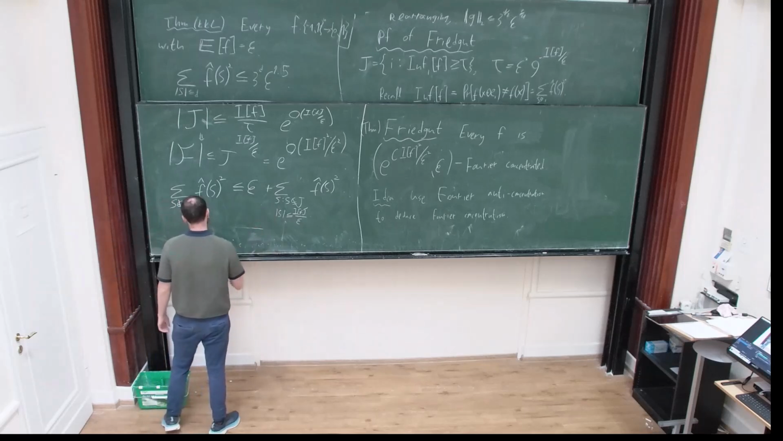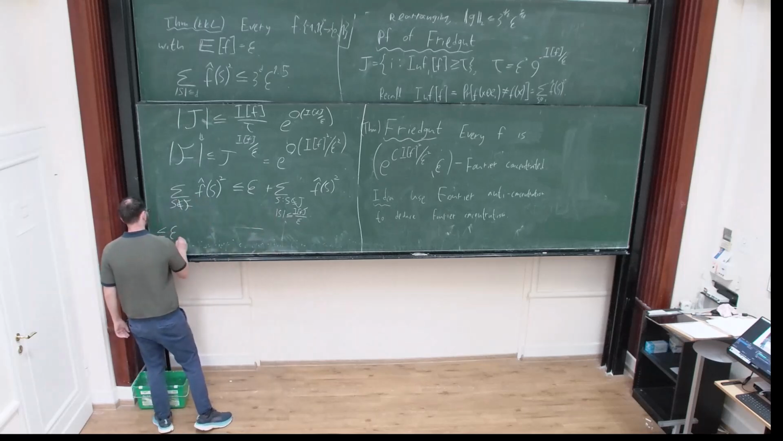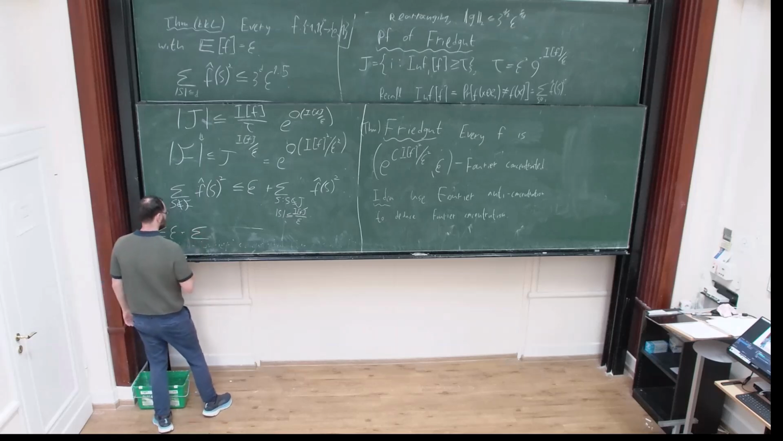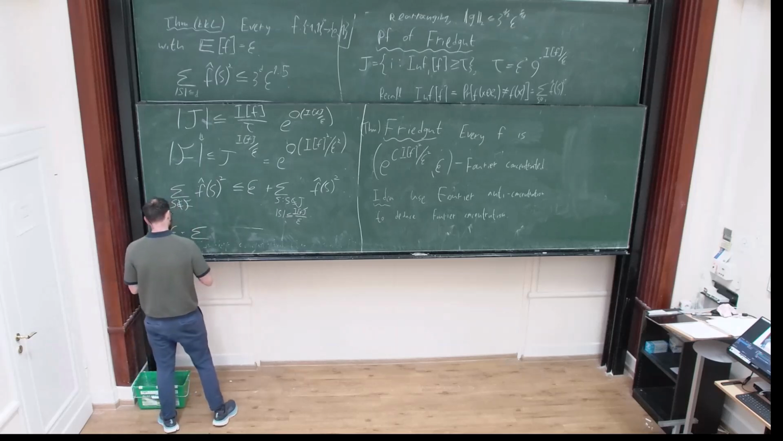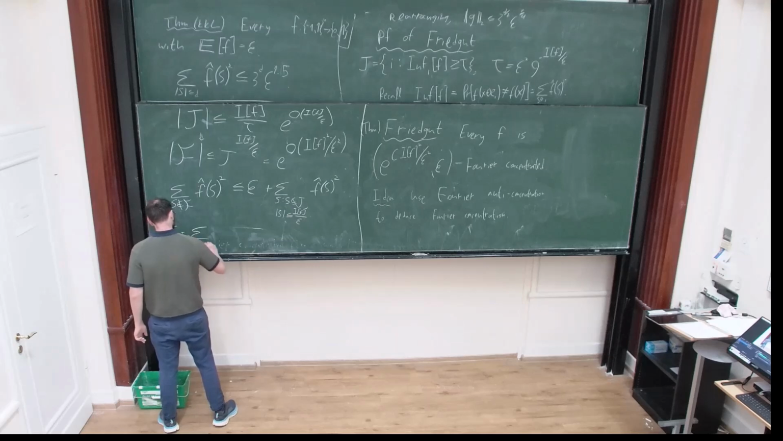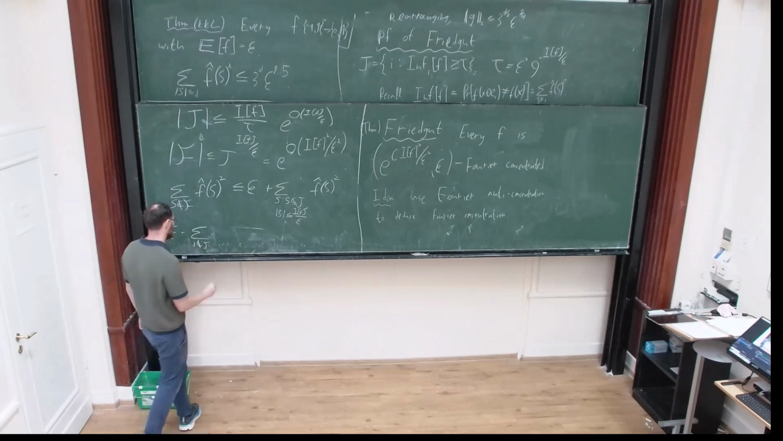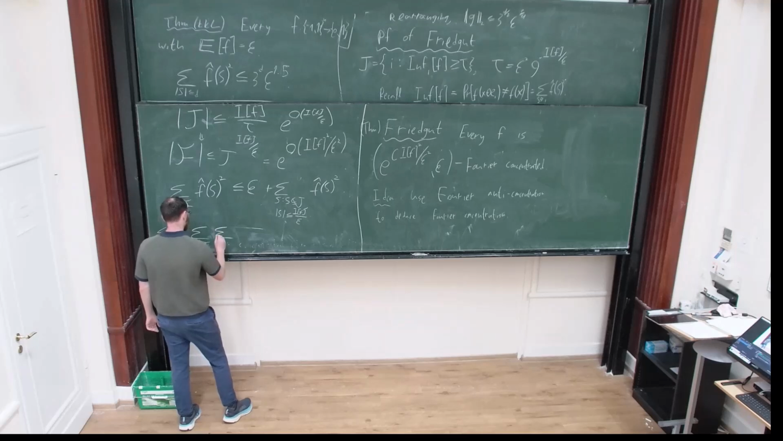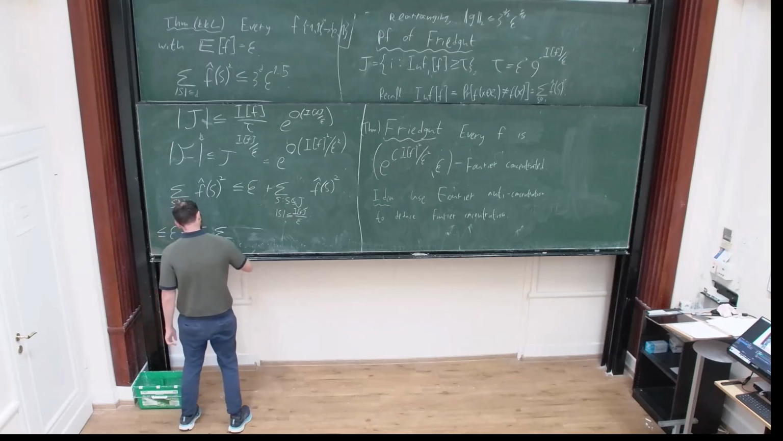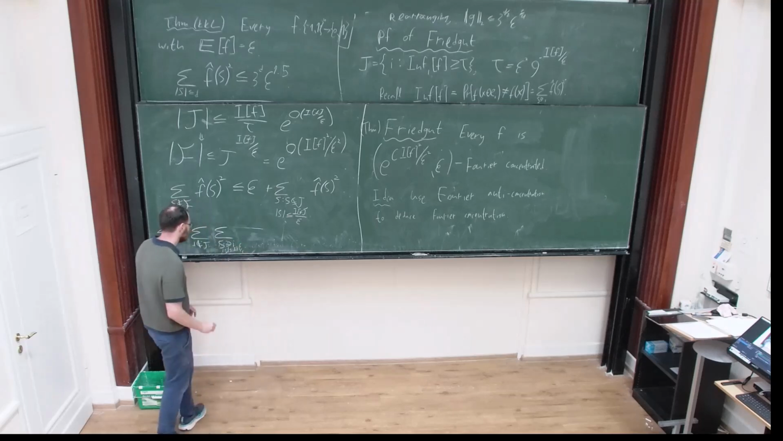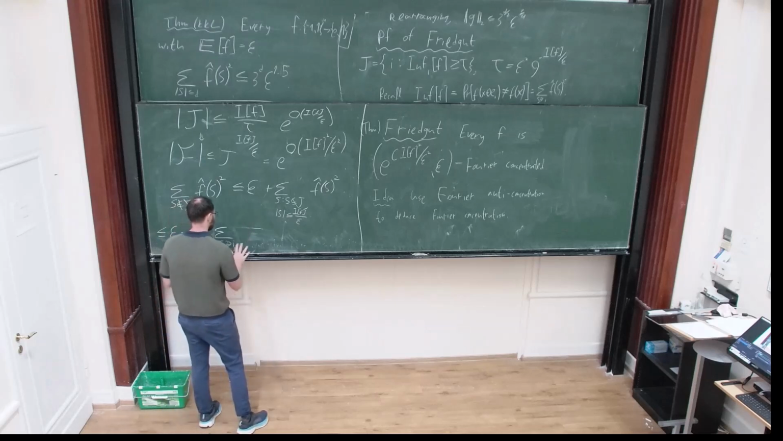And now what we're going to do is to say that this is at most epsilon plus the sum over i not in J, sum over the sets S that contain i and are small, of f-hat(S) squared.